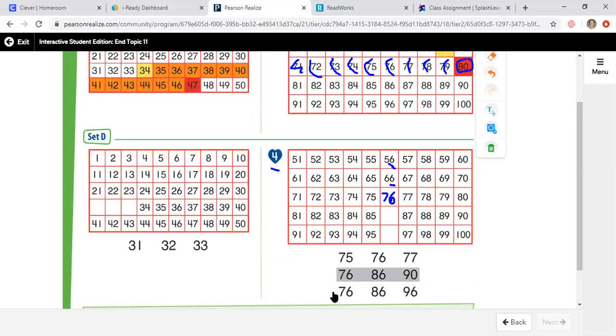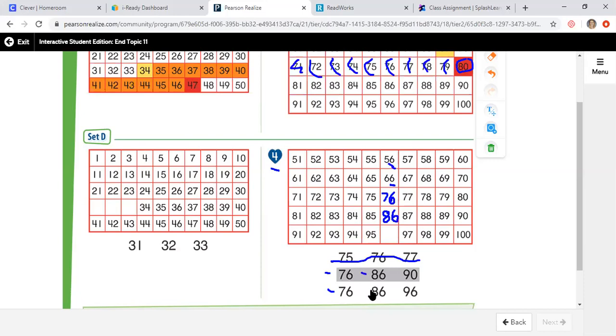And I see that it's either going to be this one or this one. This one's not 76, so I'm going to put a scratch through that because that cannot be correct. This time we are going to just count out loud to make sure we're correct. 71, 72, 73, 74, 75, 76, so that's correct. 77, 78, 79, 80, 81, 82, 83, 84, 85, 86, right? Let's keep going.